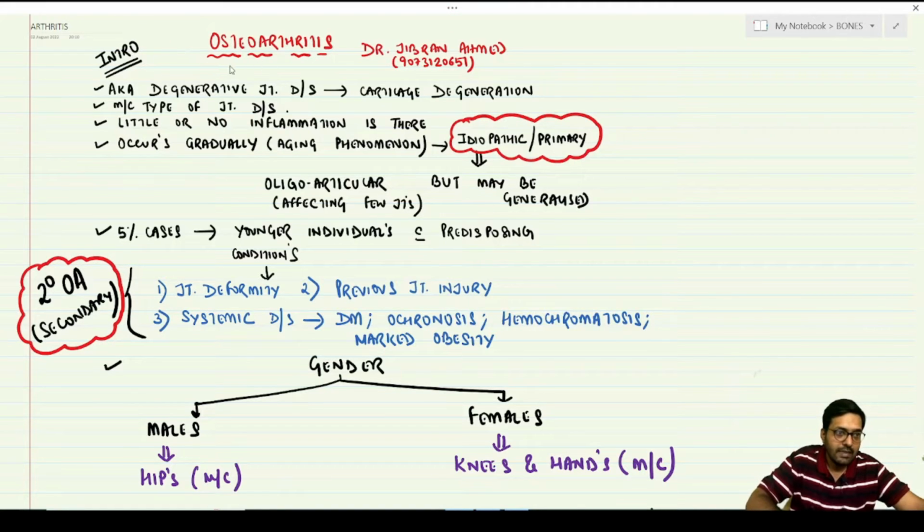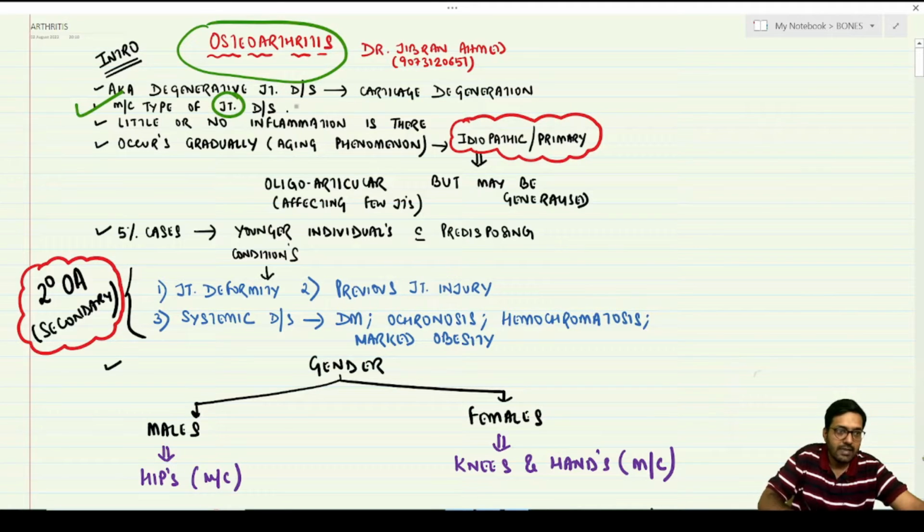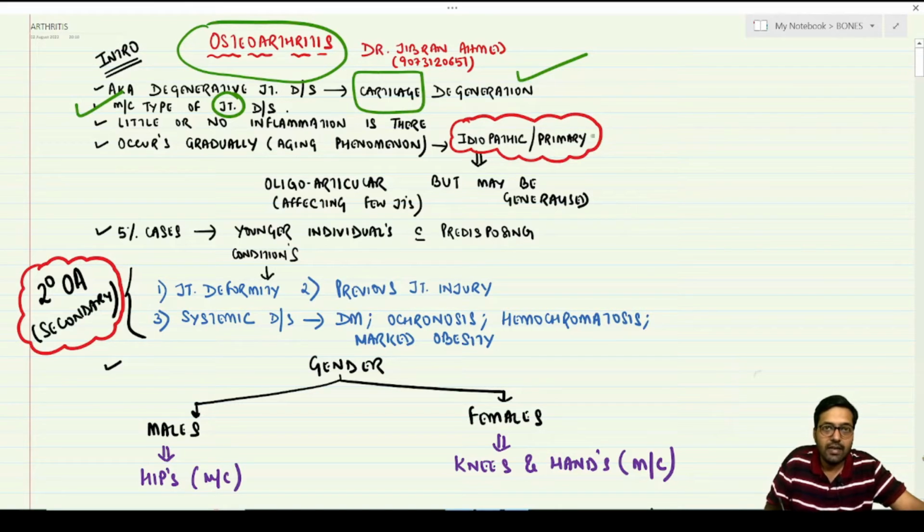As we have already seen, rheumatoid arthritis, which we read in the previous lecture, was mainly an autoimmune disorder. But osteoarthritis is the most common type of joint disease, and it is also called a degenerative joint disease characterized by cartilage degeneration. There is very little or no inflammation of the joints. Inflammation was a very important component of rheumatoid arthritis, whereas in osteoarthritis, inflammation does not play a very important role.